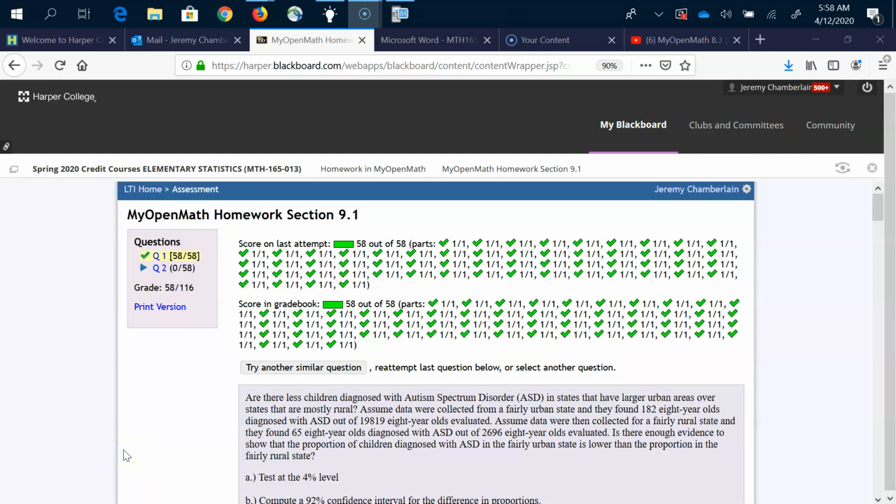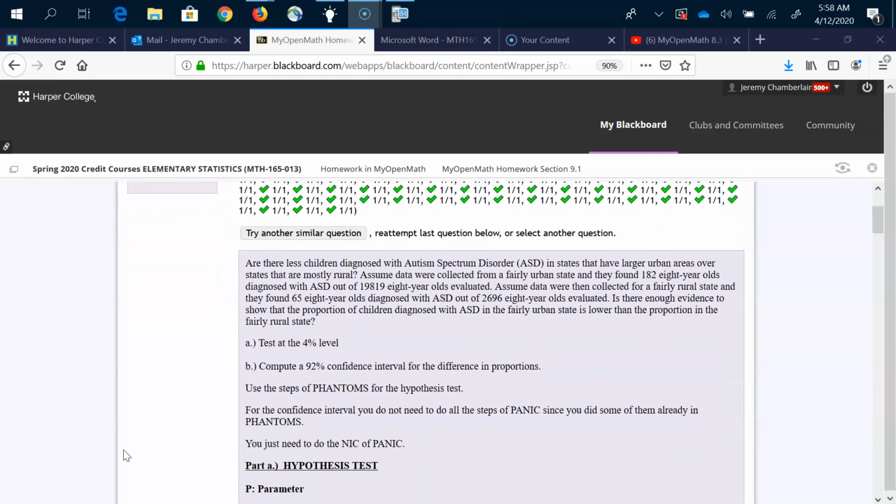All right, we're going to look at an example from MyOpenMath homework for section 9.1. This is for hypothesis testing and also for confidence interval for two sample proportions. So here, I'll go ahead and read the question.